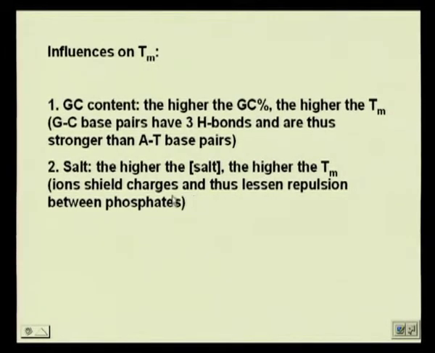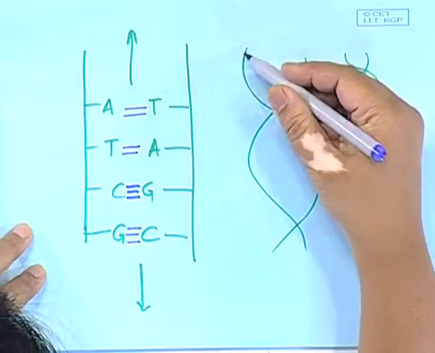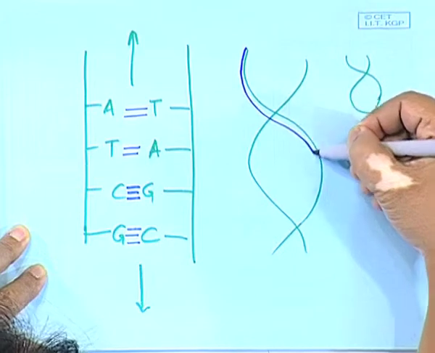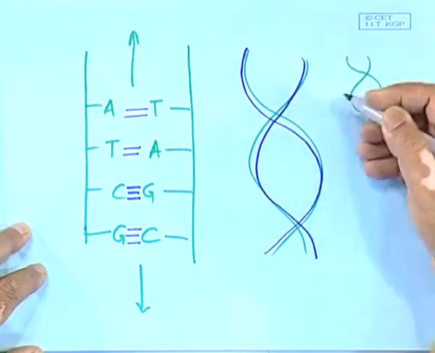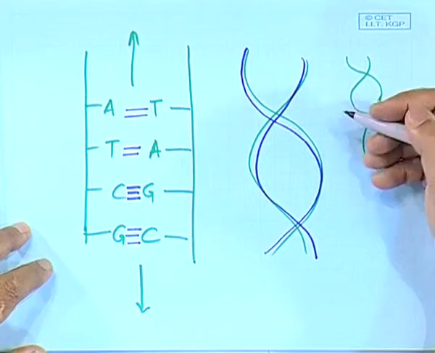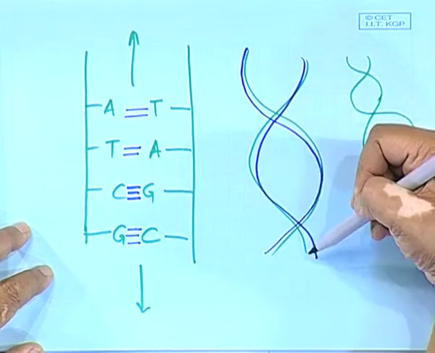What is going to happen? The higher the salt concentration, suppose you have a large amount of magnesium. What is going to happen? The ions are going to shield the phosphate charges on the backbone. This backbone is going to remain as far apart as possible, right, because you have the phosphate.